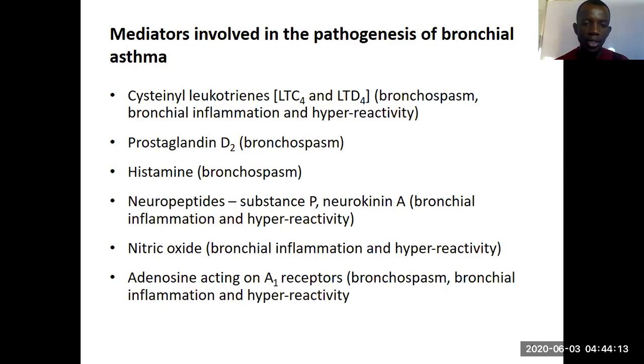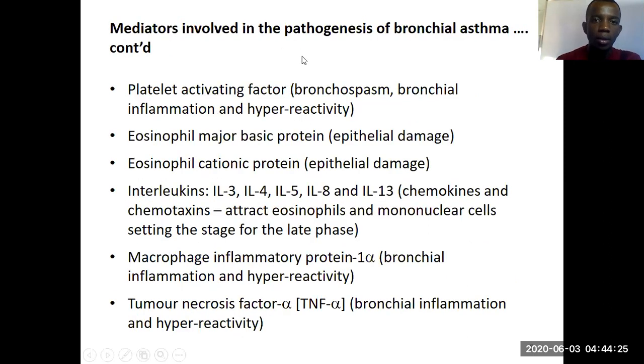Then we have the adenosine acting on the A1 receptors. These ones are going to be responsible for causing bronchospasms and bronchial inflammation and hyperreactivity. Then we have the platelet activating factors. These ones cause bronchospasms, bronchial inflammation, and hyperreactivity. We have the eosinophil major basic protein. This one is responsible for causing epithelial damage. Then there is the eosinophil cationic protein. This one is also responsible for the epithelial damage.